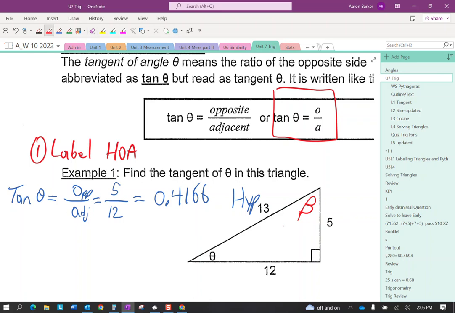So what you should notice is now your opposite side isn't 5 any longer, but 12 is your opposite side. And 12 isn't your adjacent side, but 5 is your adjacent side. So when you switch HOAs, the opposite and adjacent switch. New angles, new HOAs. Okay, write down tan beta equals.